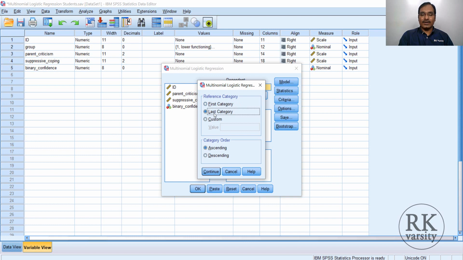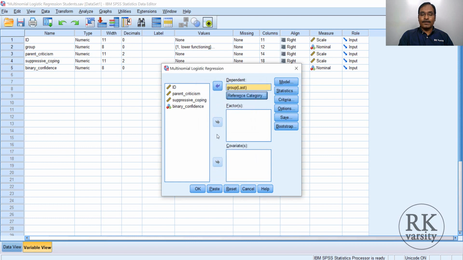But we go with last category. Click continue. Then here in factors, your nominal or categorical variables are sent into factors. So here we have one categorical variable, that is binary confidence. Send this to factors. Then parent criticism, which is measured on a continuous scale, send this to covariate, and also suppressive coping, send this to covariate.